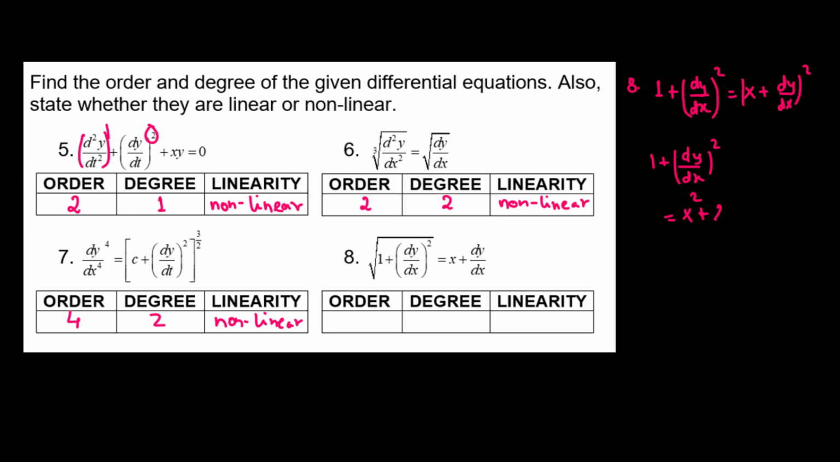However, the degree is not going to be equal to 2. In order to find out the degree, we need to expand the term on the right hand side. That is going to give us 1 plus the derivative of y with respect to x squared equals x squared plus 2x times dy over dx plus the derivative of y with respect to x whole squared. Now we can cancel out the derivative of y with respect to x whole squared from both sides, and when we rearrange the terms, we get 2x times the derivative of y with respect to x plus x squared minus 1 equals 0. So actually the degree is 1 and not 2.